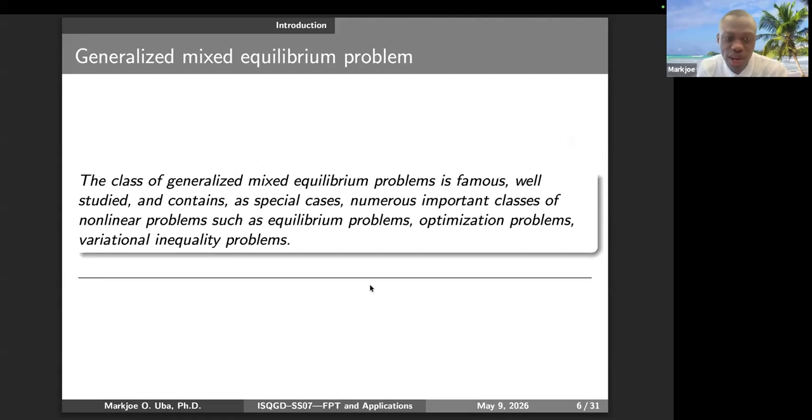The class of generalized mixed equilibrium problems is famous and well studied, and they contain special classes, which I already mentioned. So they have so many applications: variational inequality, optimization problems, and equilibrium problems are combined into one problem.